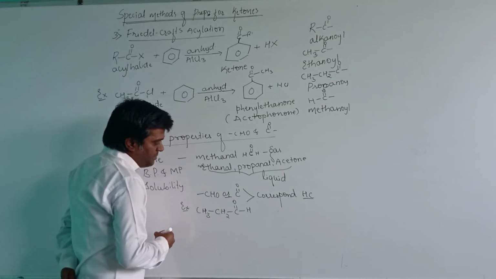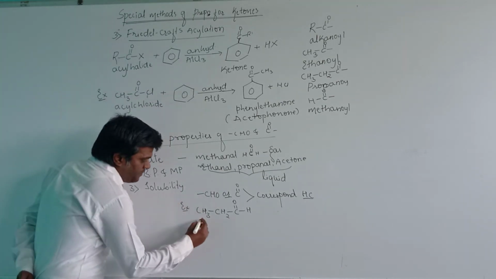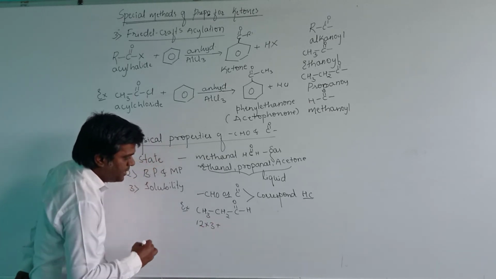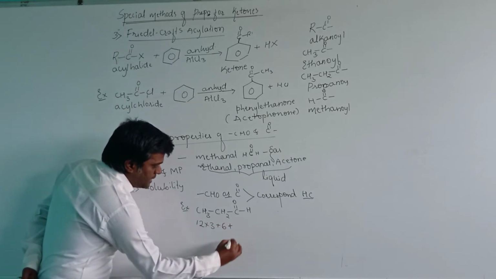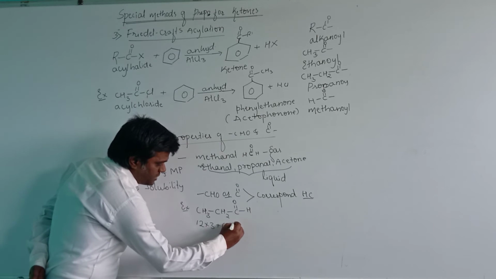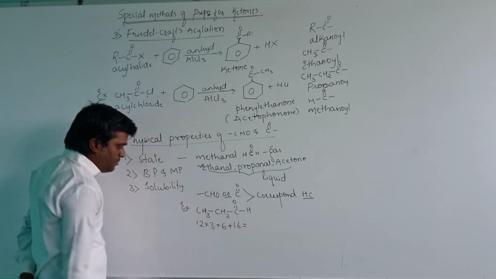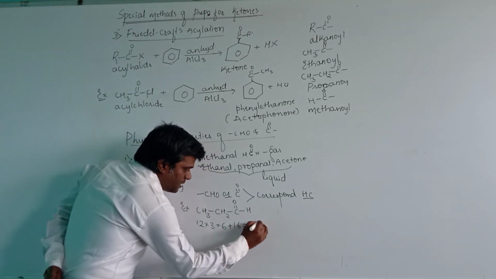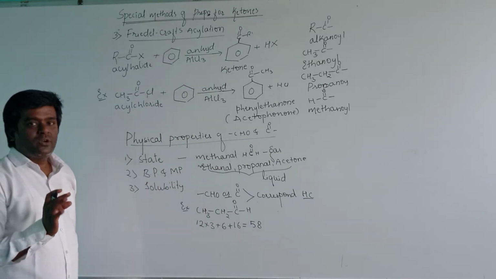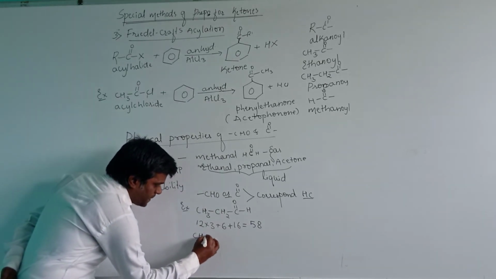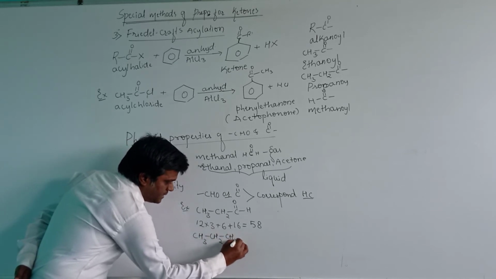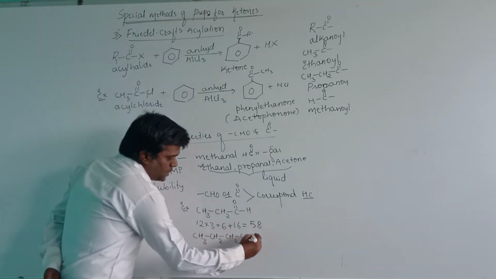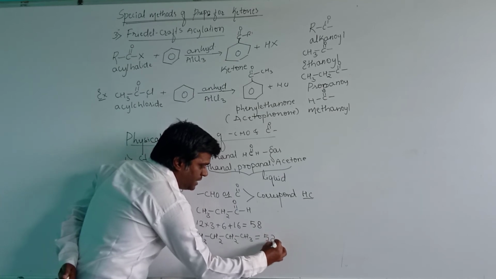In this, the molecular mass of this aldehyde: the number of carbon atoms is 3, that is 12 into 3, plus the number of hydrogens 6, plus oxygen, whose atomic weight is 16, and the total mass of the molecule is 58. Consider the corresponding hydrocarbon, that is CH3CH2CH2CH3. This compound is butane. Butane also has a molecular mass of 58.